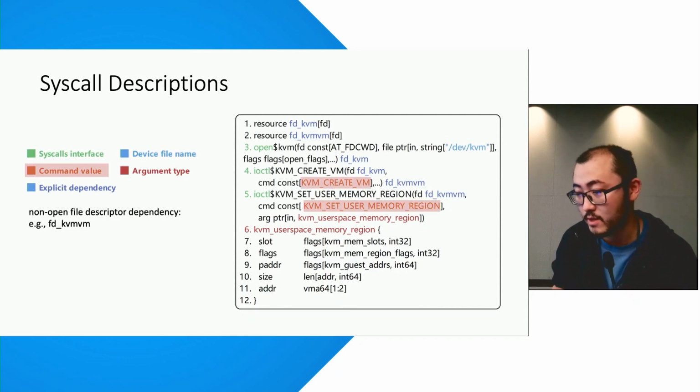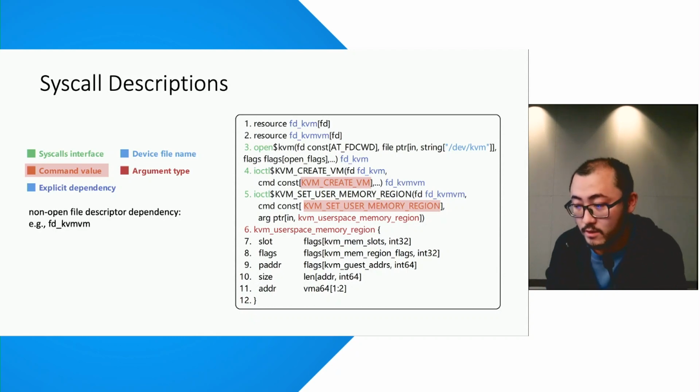The next is the command value, which decides the sub-interface of the IO control, and is the value of the second argument of IO control. Treating them as separate Syscall interfaces allows Syzkaller to generate test cases more effectively. And the next one is the argument type, which are the other arguments to the Syscall interface.